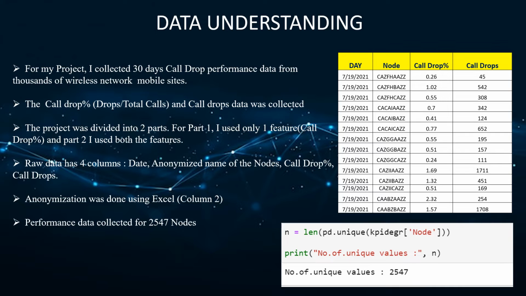The raw data has 4 columns. First is the date, second is the anonymized name of the sites, third is the call drop percentage, and fourth is call drops. The performance data was collected for more than 2,500 sites.